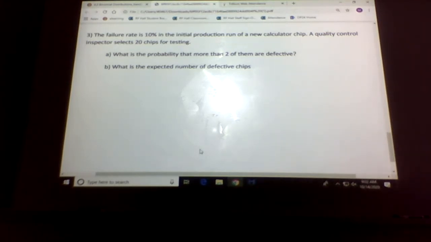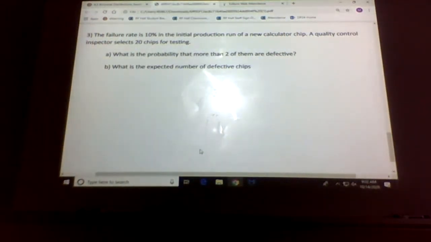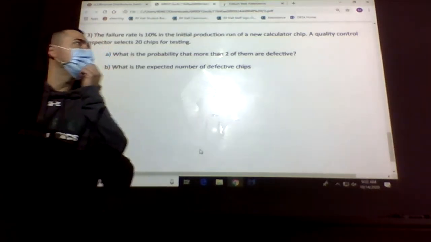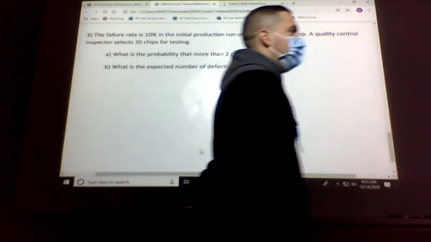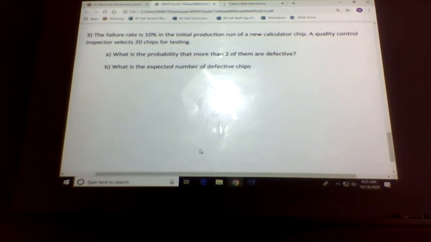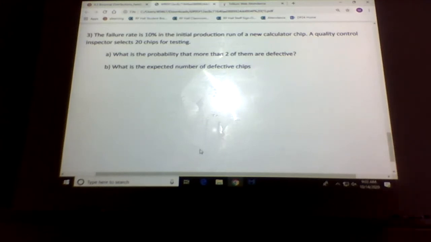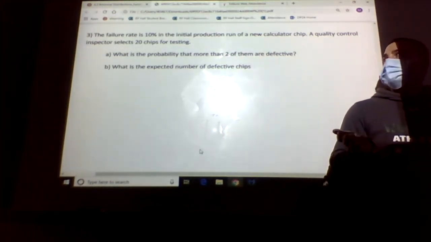A quality control inspector selects 20 chips for testing. This would be awful if this was a company, 10% failure would be awful. It's 1 in 10 doesn't work. Okay, so A, what is the probability that more than 2 of them are defective? Okay, more than 2. So that means out of the 20 that we choose, what's the probability of having 3, 4, 5, 6, 7, 8, 9, all the way to 20? So 3 or more. Because it says more than 2, so it'd be 3, all the way up to 20.